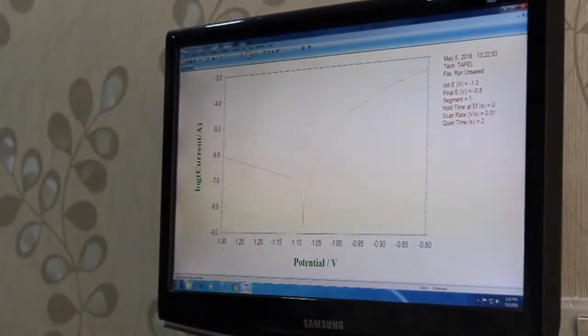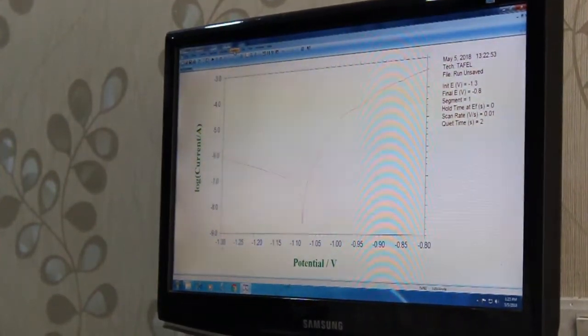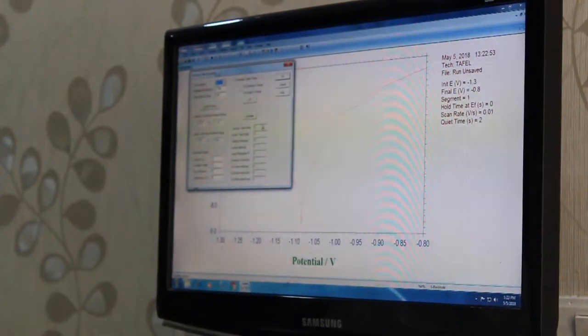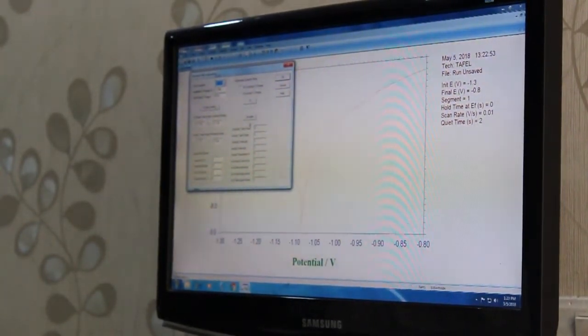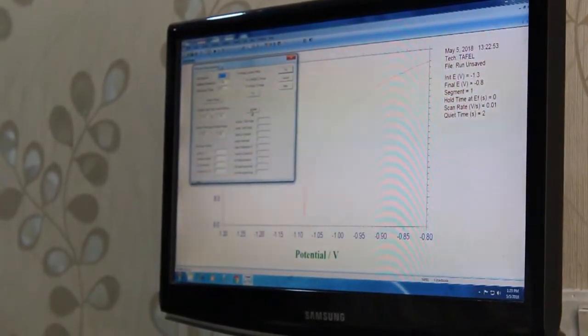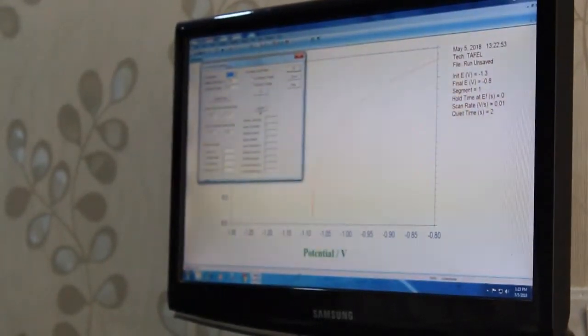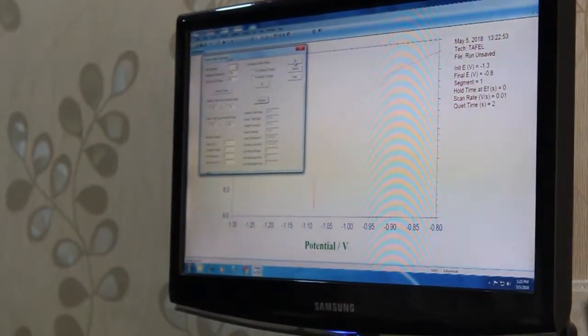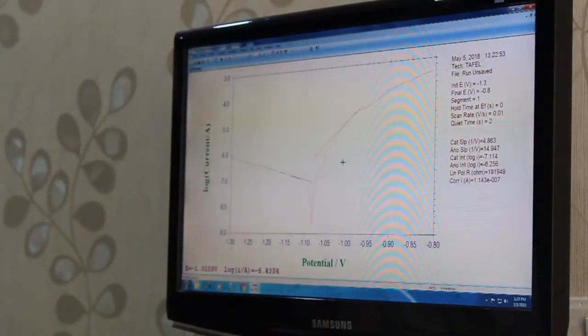Now what next? I'm going to analysis. What is special analysis? I am asking the software to calculate the corrosion current, the anodic and cathodic slope, and linear polarization resistance kind of things. Calculate. The software calculated, and it has given the results.